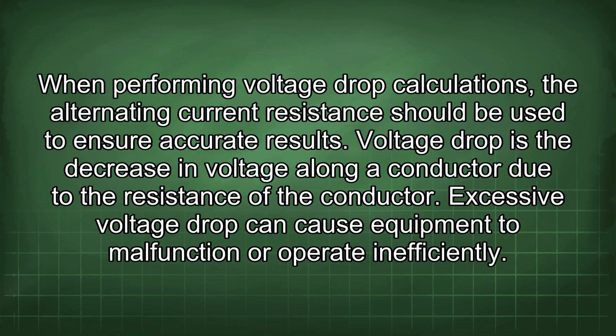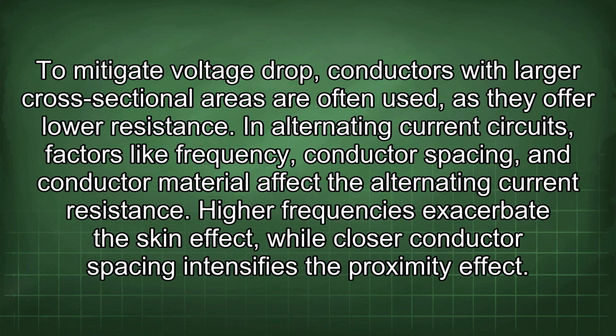Voltage drop is the decrease in voltage along the conductor due to the resistance of the conductor. Excessive voltage drop can cause equipment to malfunction or operate inefficiently. To mitigate voltage drop, conductors with larger cross-sectional areas are often used, as they offer low resistance. In alternating current circuits, factors like frequency, conductor spacing, and conductor material affect the alternating current resistance.